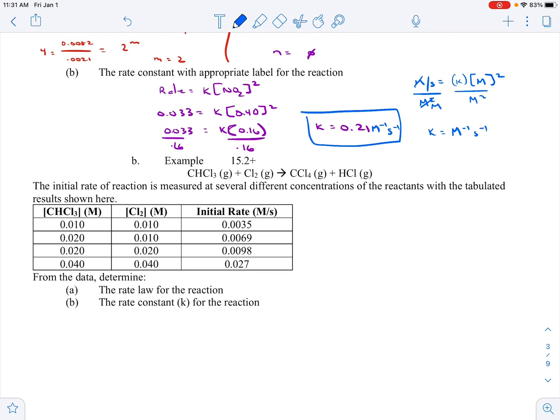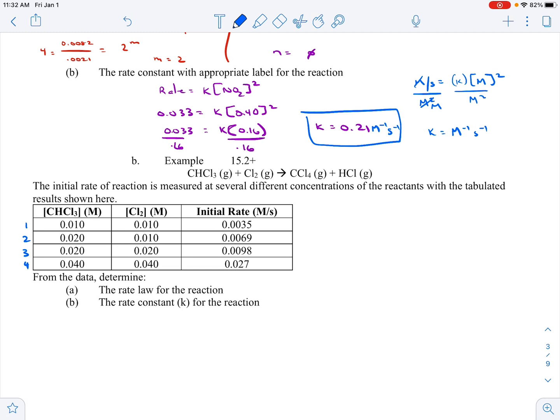So in this case, we have our initial reaction measured at several different concentrations with our tabulated results below. We have our different trials, so I'm going to number these again so we can be on the same page when we talk about them. We're supposed to figure out the rate law and then the rate constant, K, for the reaction.